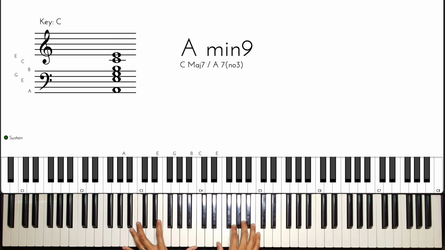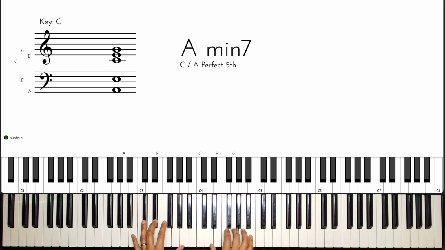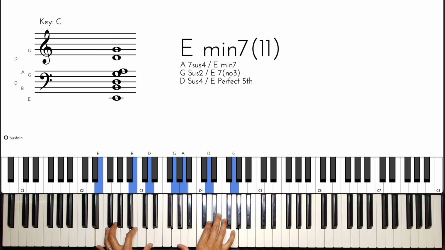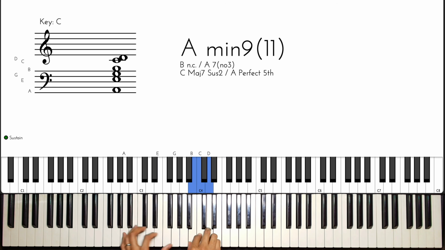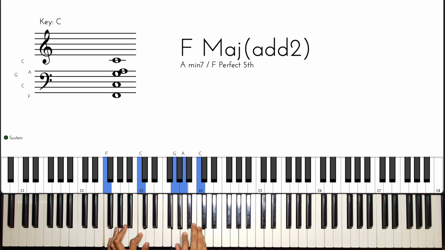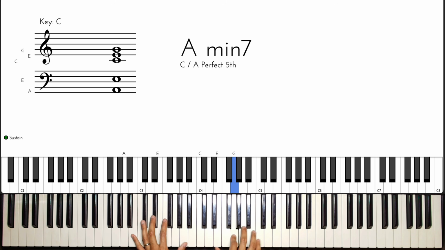So far we have back to the 6, and then we end on the beginning of that progression, which was on the 4, right? An F major add 2 in this case. So all together.